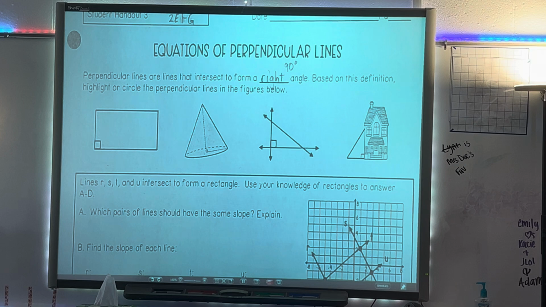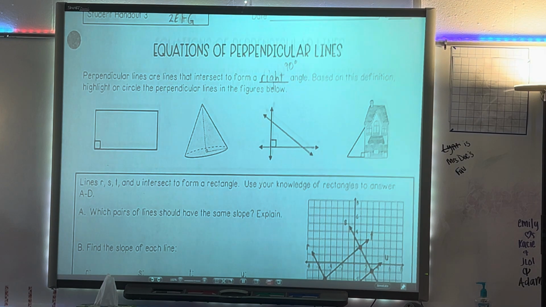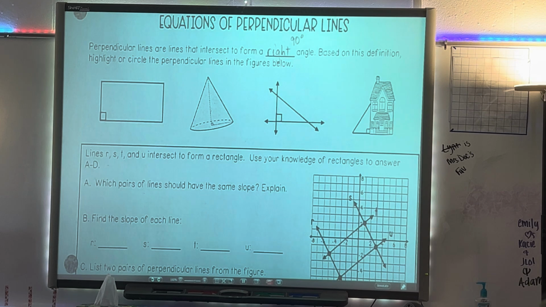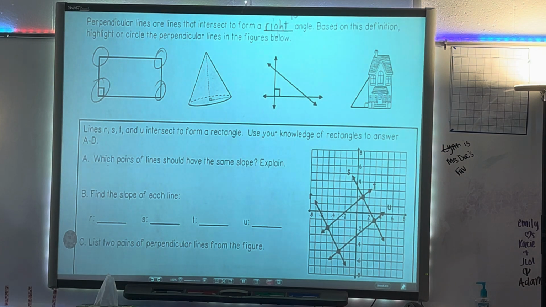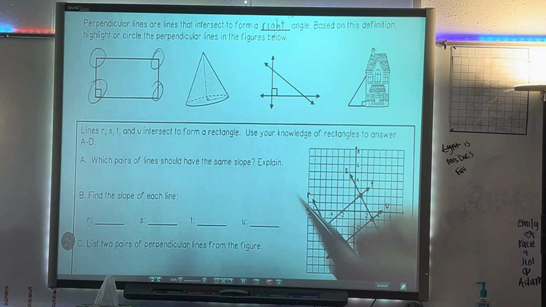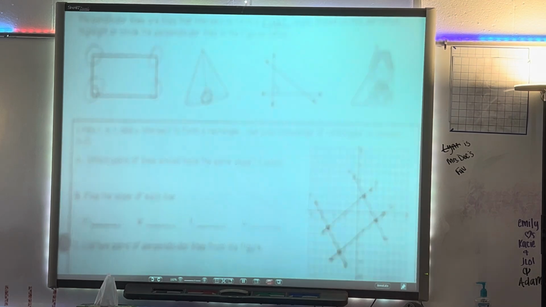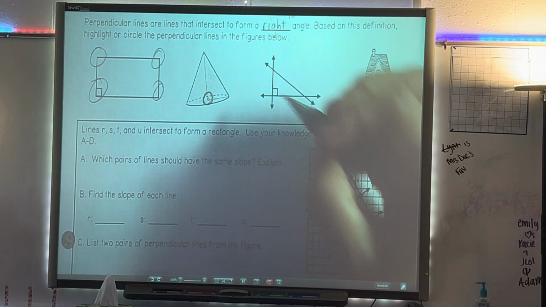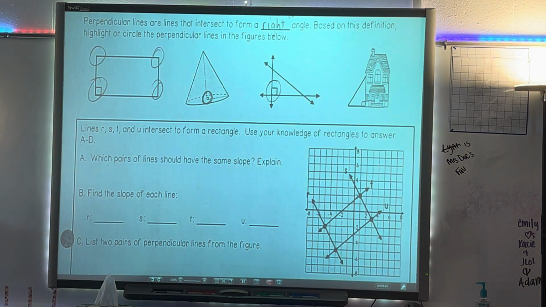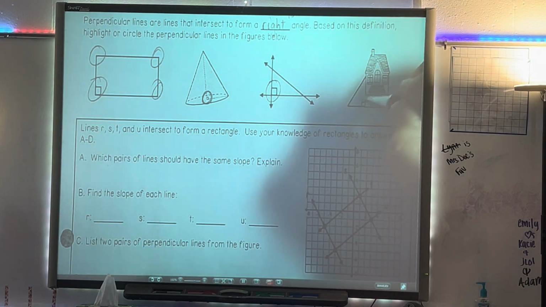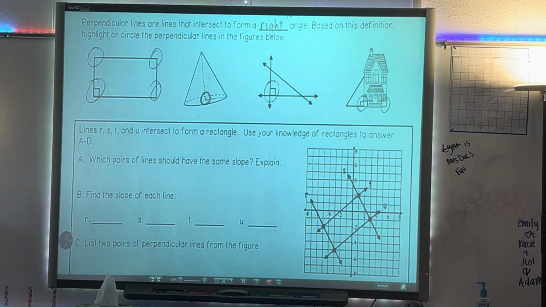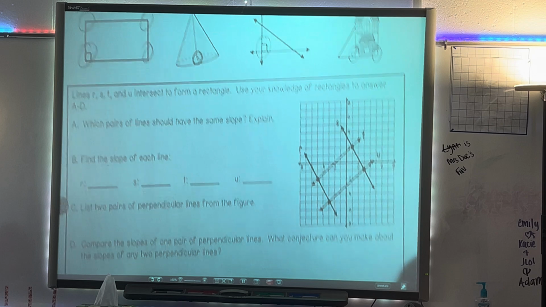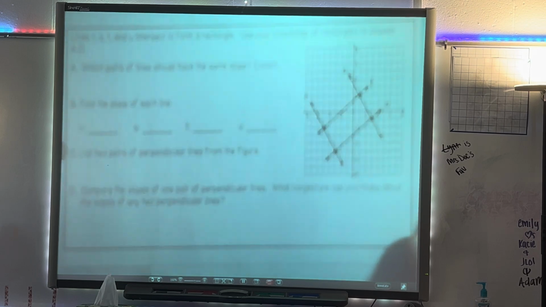Alright, so here what they want us to do is find all the perpendicular lines. Obviously on a rectangle, it's going to be on every single corner, right? Pretty obvious. What about on this cone? Where is it? Yeah, it's where the height and the base come together. Then here, obviously, it's right here. And in this picture here, it's here and here. We could find some other right angles, but those are the most obvious ones. Everybody okay there? Okay.